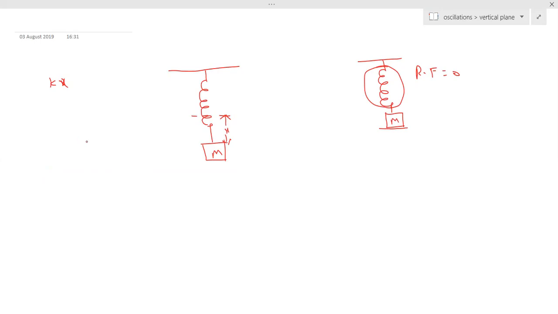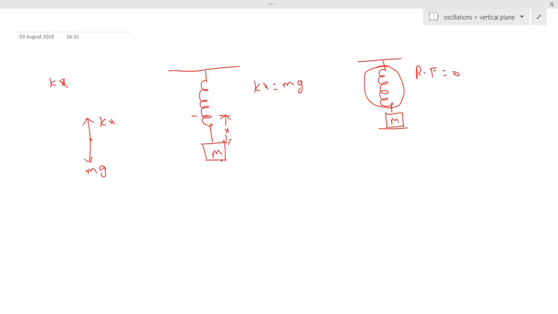See, if you apply free body diagram for this mass, what will happen? This is my mass. The weight of this mass, mg, will act in downward direction. Restoring force will act in upward direction, kx. So we can write kx is equal to mg. Okay. Now, so already in this situation there is some restoring force kx.